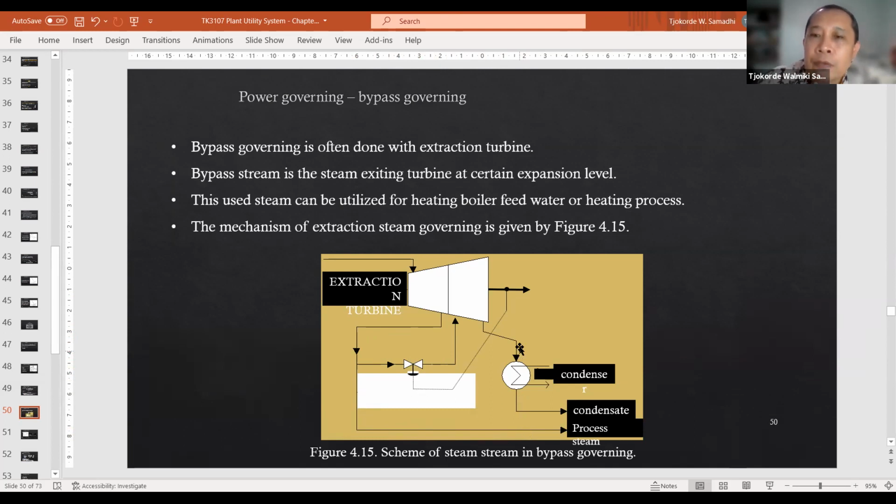Conversely, if we need to decrease the load of the turbine, then this valve will close. If this valve closes, then the amount of steam going here will reduce, and the amount of steam going this way will increase. So this is also a nice way of controlling the steam flow rate of a turbine.